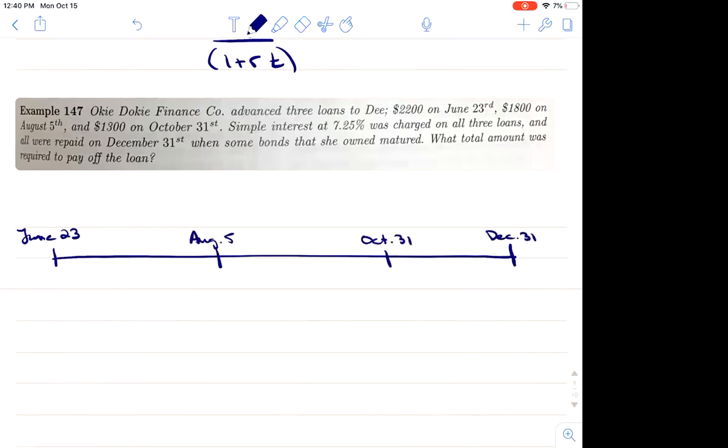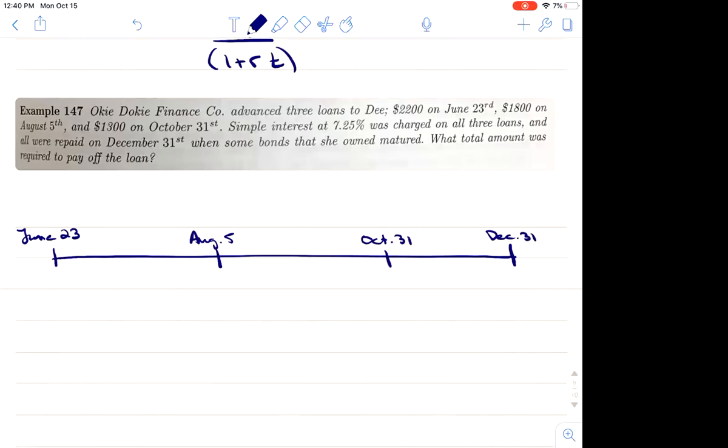Right? So then she borrows some different sum every time. So below each of these dates, you're going to write how much she borrowed, or if she's depositing money, maybe a different scenario, where she deposits money, it behaves the same way.